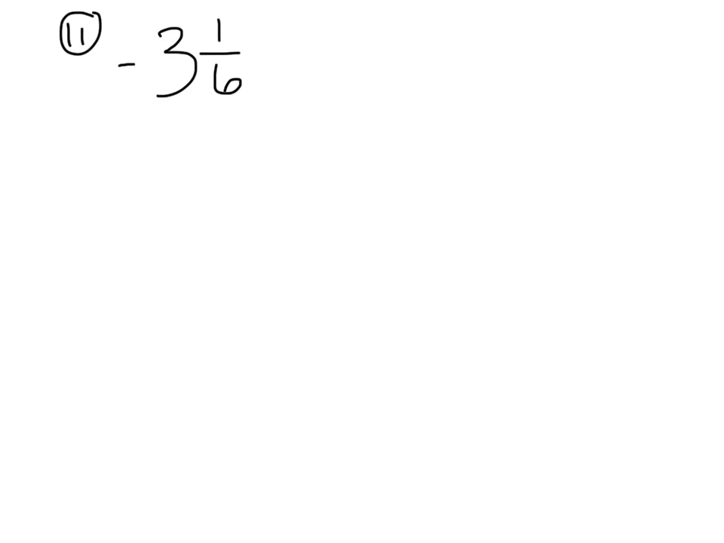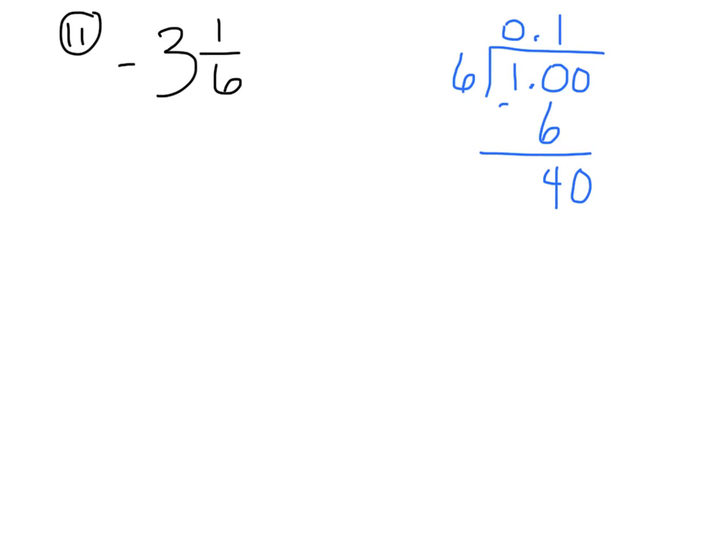Next question, negative 3 1/6. I need to change that into a decimal. So I'm going to do 1 divided by 6. 6 can't go into 1, so I have to put 0.0. 6 goes into 10 once. Gives me 6, 4 left over. Bring down a 0. 6 goes into 40 6 times. 6 times 6 is 36. Subtract. I get 4 left over. I bring down a 0. Another 40. It goes in there 6 times.